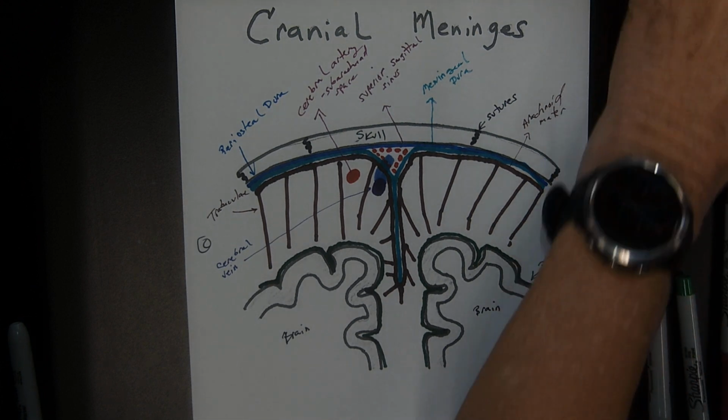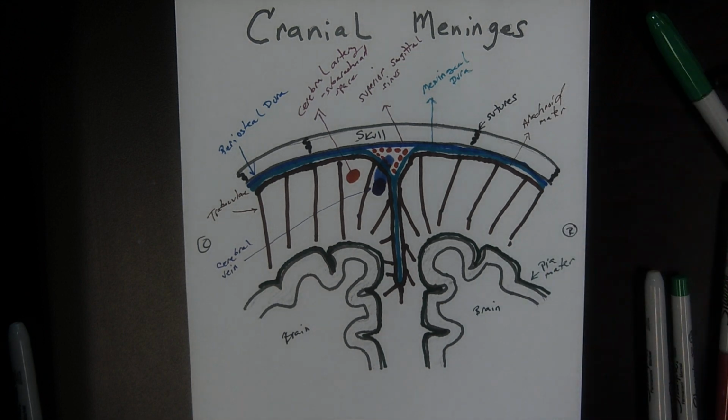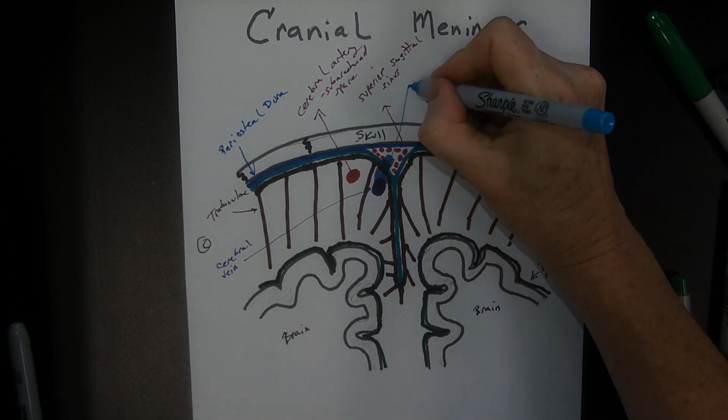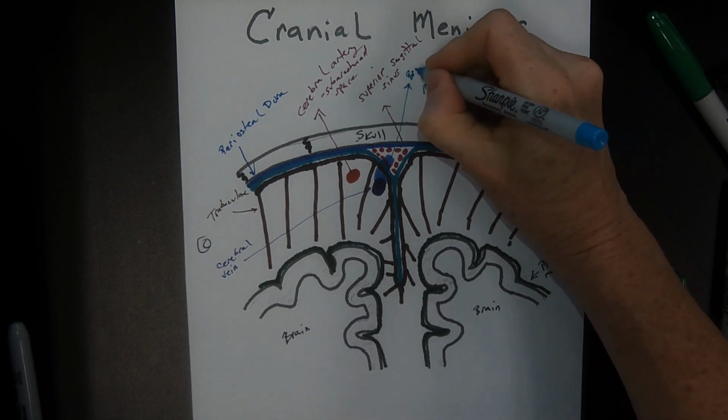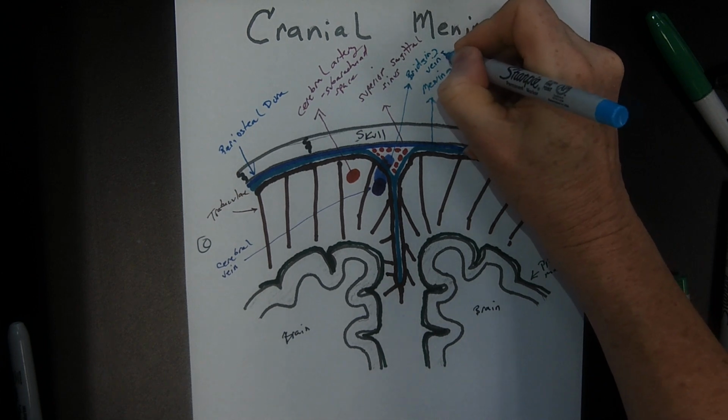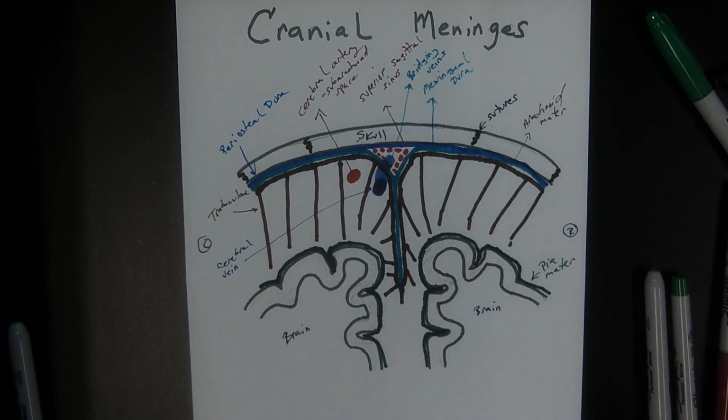And these veins are known as bridging veins. They just make a bridge from the cerebral vein to the superior sagittal sinus. Label that here. Those are bridging veins. And they're going to be important when we talk about the subdural hematoma here in a minute.